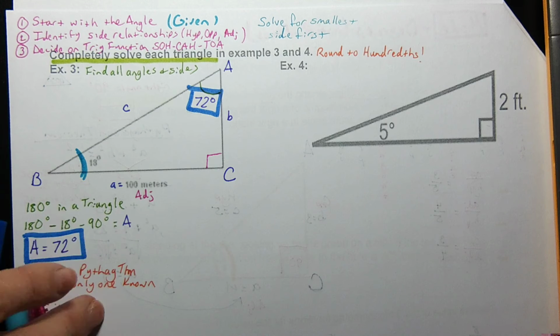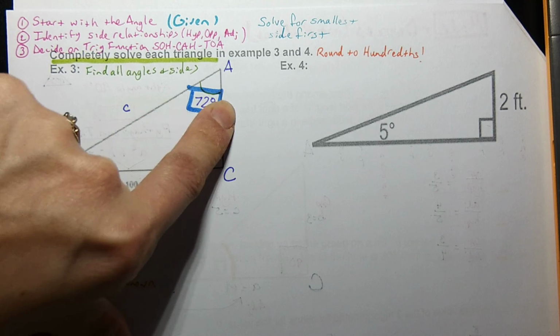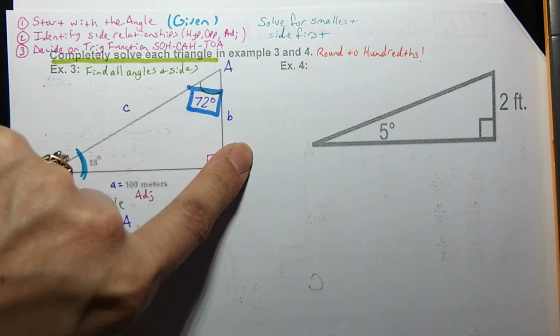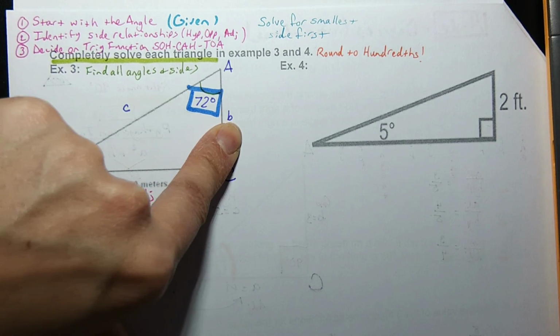So who's smaller? B. How do we know? There's two ways that we know that it's smaller than C. What's one way? Yes. Perfect. Hypotenuse is always the longest side, so that means B is going to be shorter than C. What's another way we know? Yes? The angle across from it is smaller.